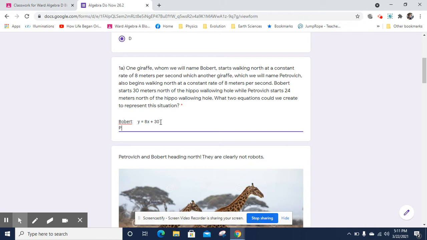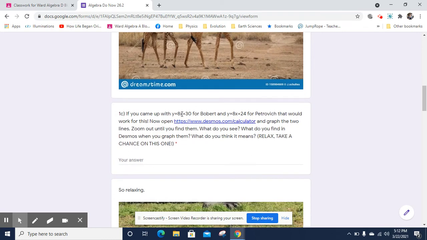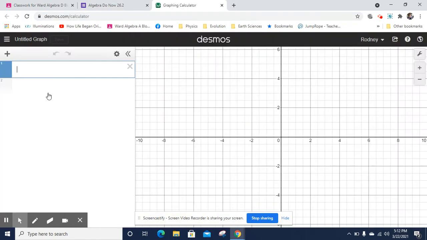Okay, and then Petrovich's equation is y equals 8x plus 24. Cool, we got our equations. So if that's what you came up with, 8x plus 30 for Bobbert and y equals 8x plus 24 for Petrovich, that will work well. So let's go to Desmos and do the thing.